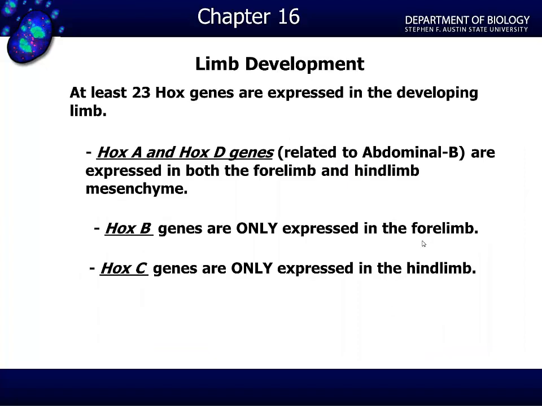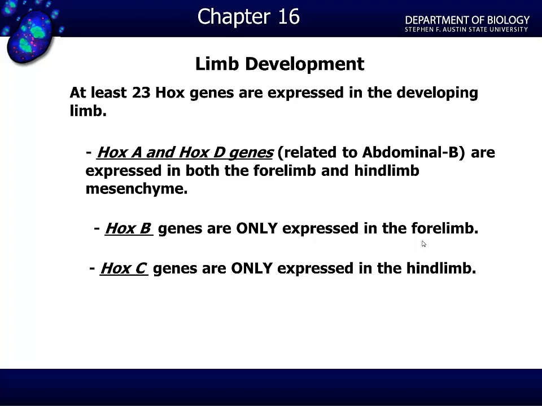Now, let's look at the limb, because we have these Hox genes expressed in the developing limb. So let's look at a few rules of how the Hox genes might be assisting in the morphogenetic patterning of the limb. Remember, we have 4 clusters, A, B, C, and D. As we look at Hox A and Hox D, these are both expressed in both the forelimb and the hind limb. Now, for humans, we're talking about arms and legs.